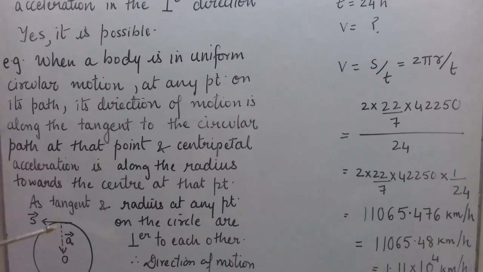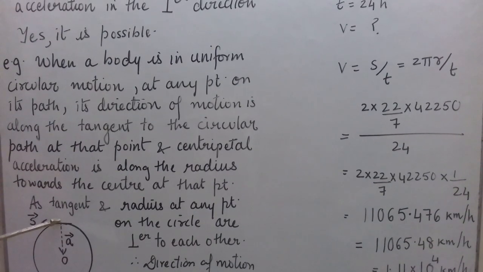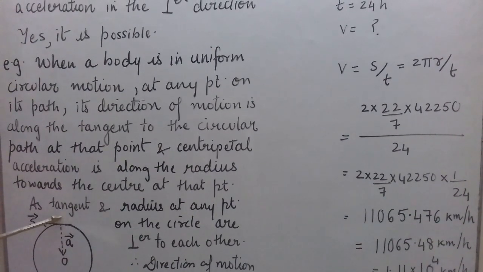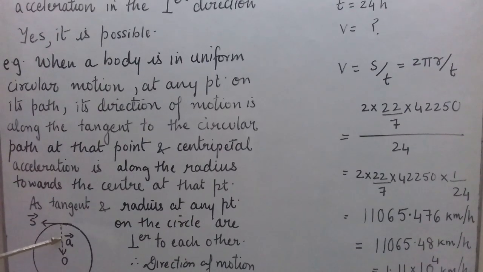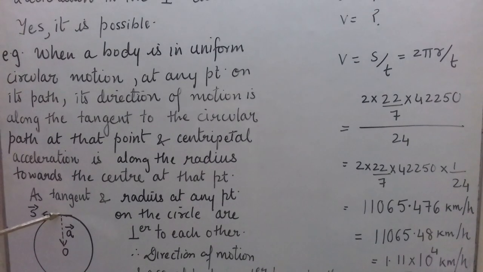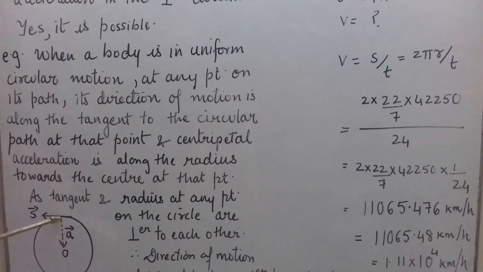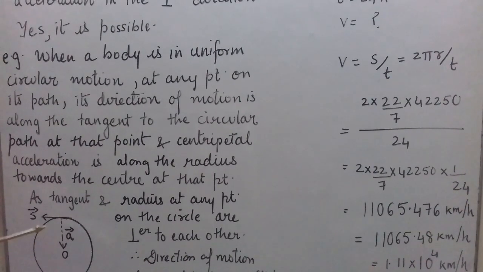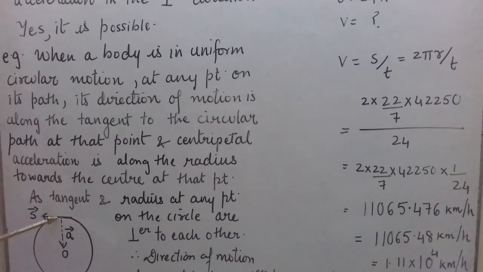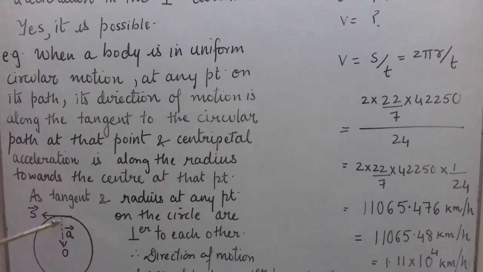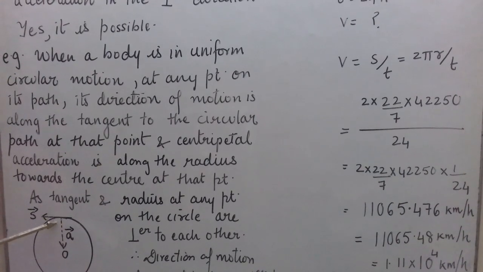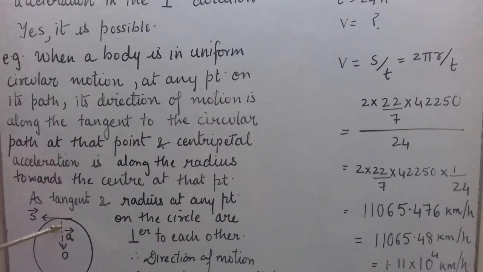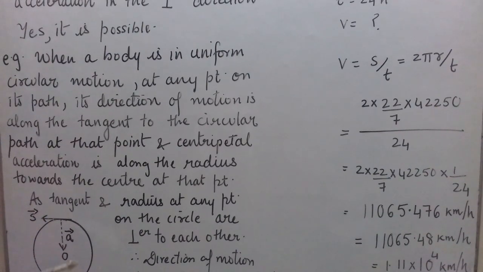We have done this before, that at this point the acceleration which is there is called centripetal acceleration and it acts along the radius towards the center at that point. So it means that at any point on the circular path, direction of motion is along the tangent and acceleration of the body is along the radius towards the center. And we should know that this tangent and acceleration are perpendicular to each other. So I can put this sign here to show that it is a right angle. They are perpendicular. Okay. So we say it is possible.